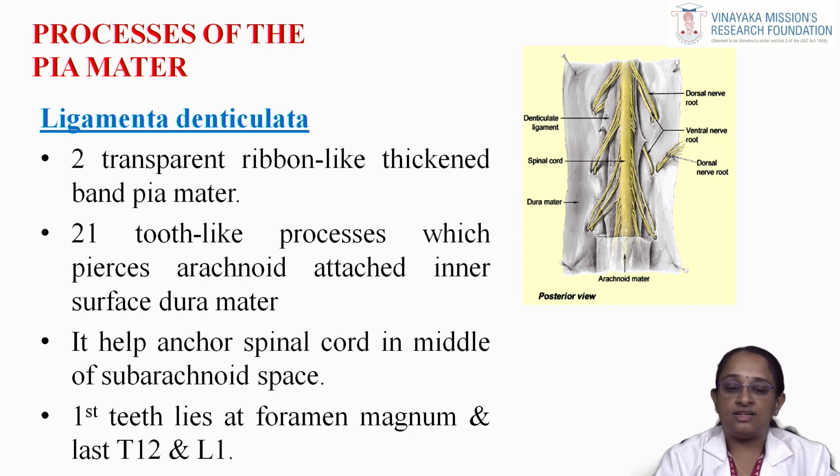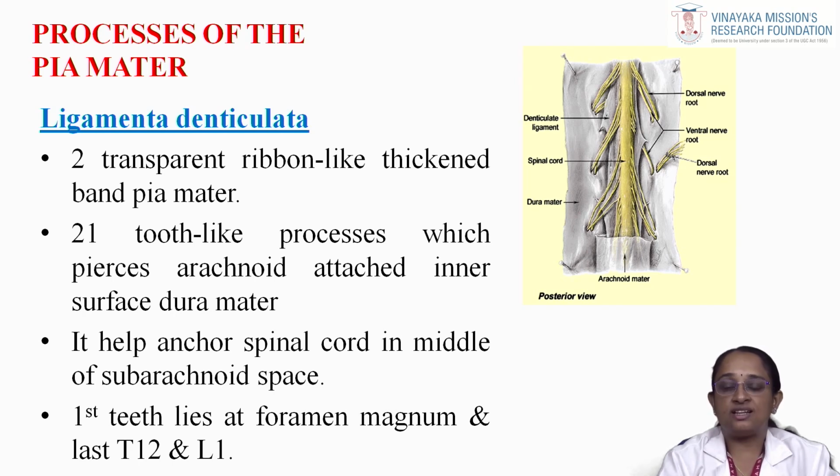That is called as ligamentum denticulatum. So it starts from the foramen magnum, or C1, the first cervical vertebra, up to L1. It varies from person to person, that is, it can stop at T12 also or L1, up to where the spinal cord ends.